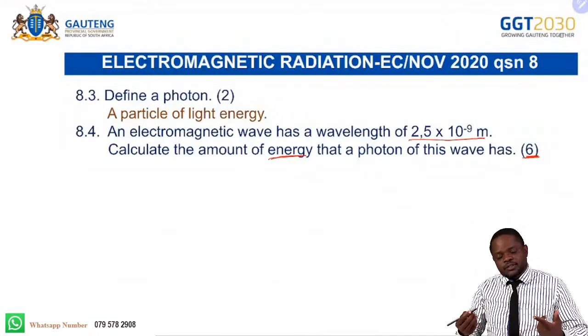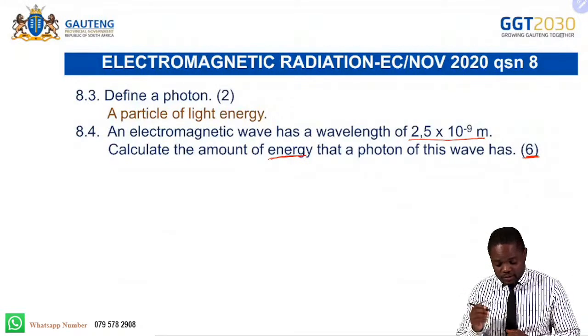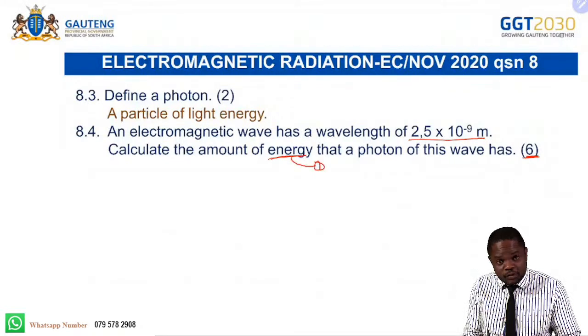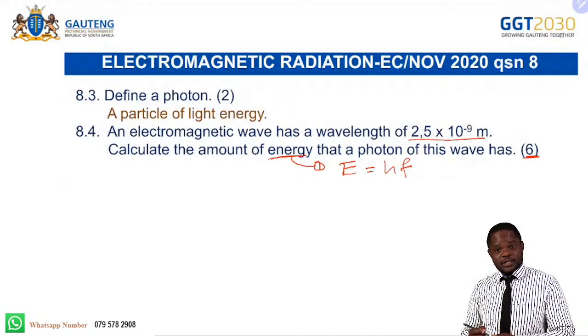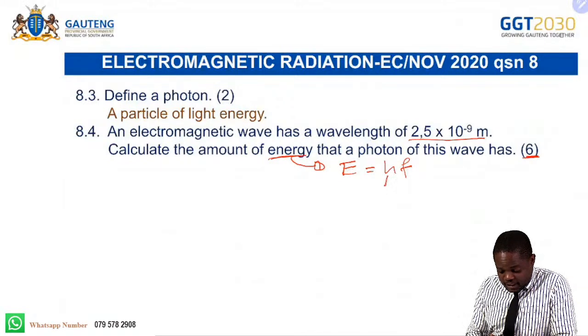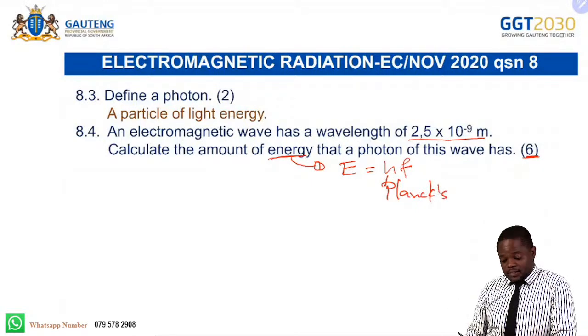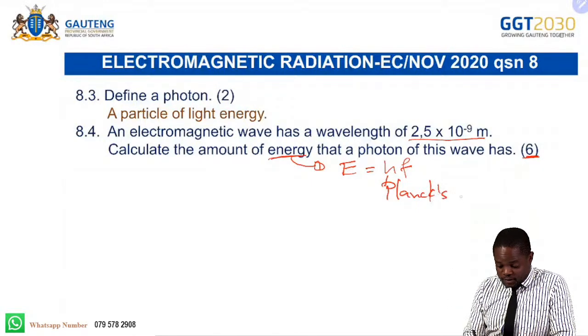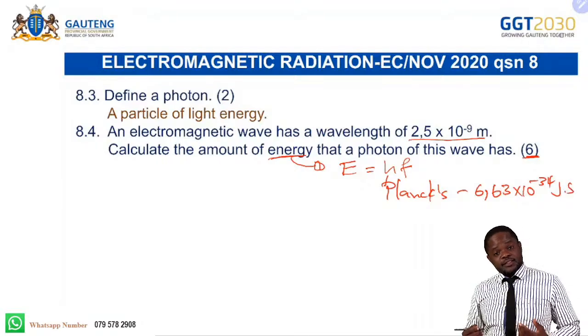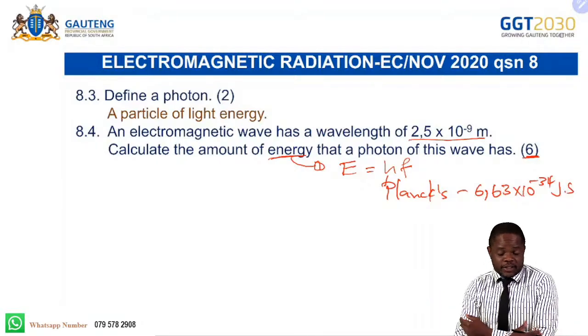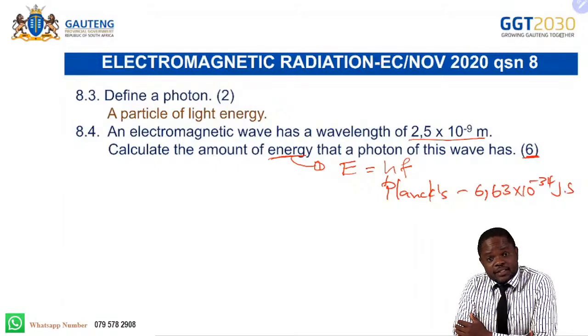So what you ask yourself: what is my formula to get the energy of a photon? I know somebody has the formula. E is equal to what? hf. Remember the formula, isn't it? And what is h? h, remember, is what we call Planck's constant. You remember Planck's constant? What is the value? 6,63 times 10 to the power negative 34 joule second. I believe that is there in your data booklet. Remember Planck's constant, isn't it?